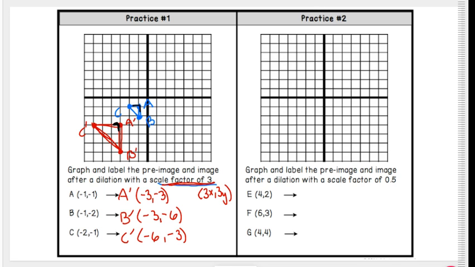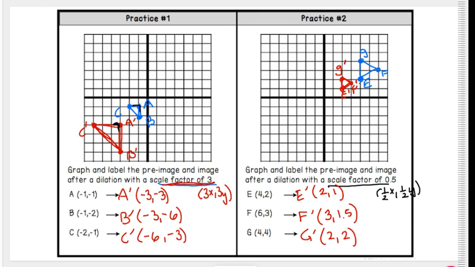For practice number 2, I want you to try on your own. Remembering our scale factor is 0.5. So it'll be 1/2 times x and 1/2 times y. So hit pause, and I want you to try this on your own. So just quickly for a second, double check that you got the same pre-image as I did, the EFG. Then hit pause again, and let's see how you do with the rest.